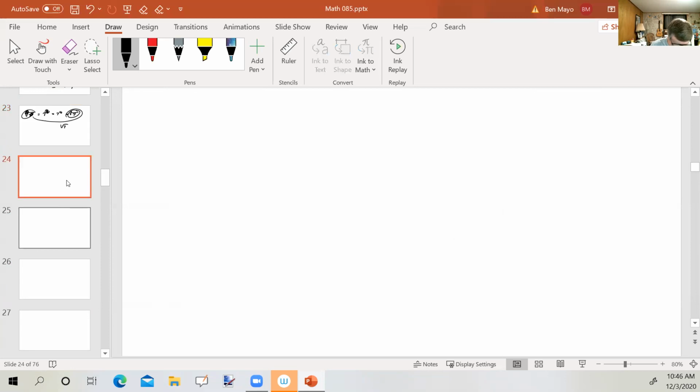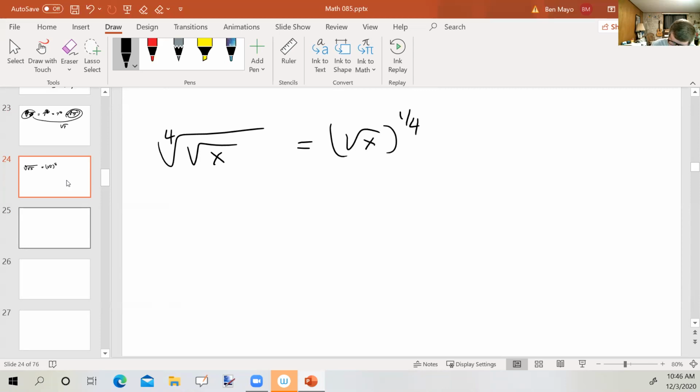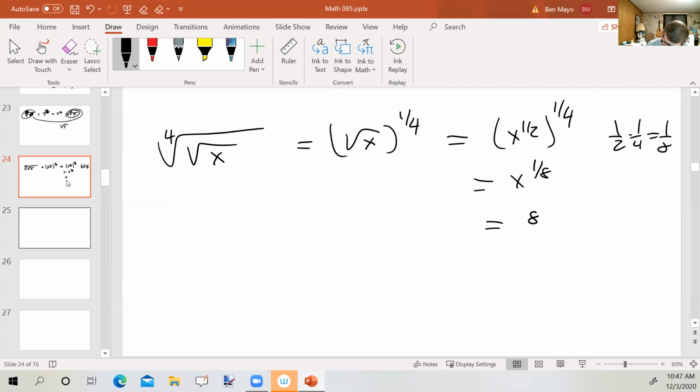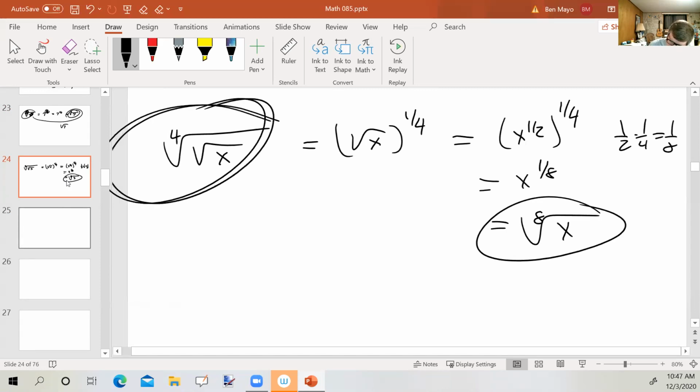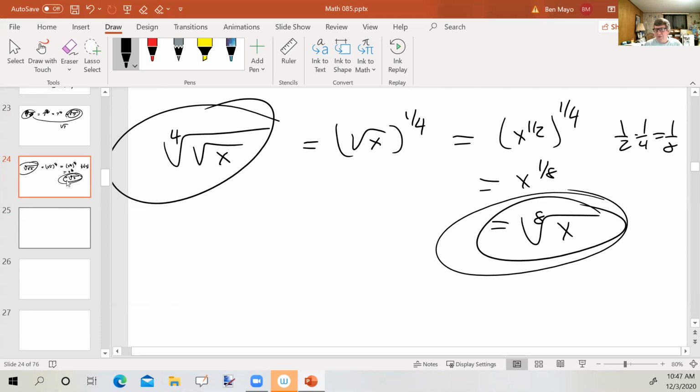Let's see, how about something like this? The 4th root of the square root of x. Well, that would be the square root of x to the 1/4 power, which would be x to the 1/2 power to the 1/4 power. So I'm changing all the radical notation into exponential notation. But when you have a power raised to a power, you multiply the exponents. 1/2 times 1/4 is 1/8. So finally we get the 8th root of x. So we're taking this and changing it into that.